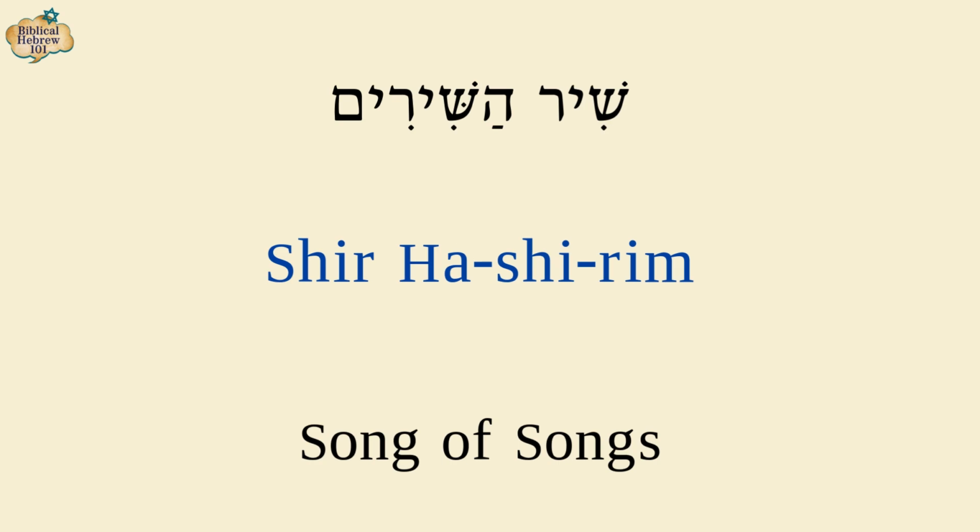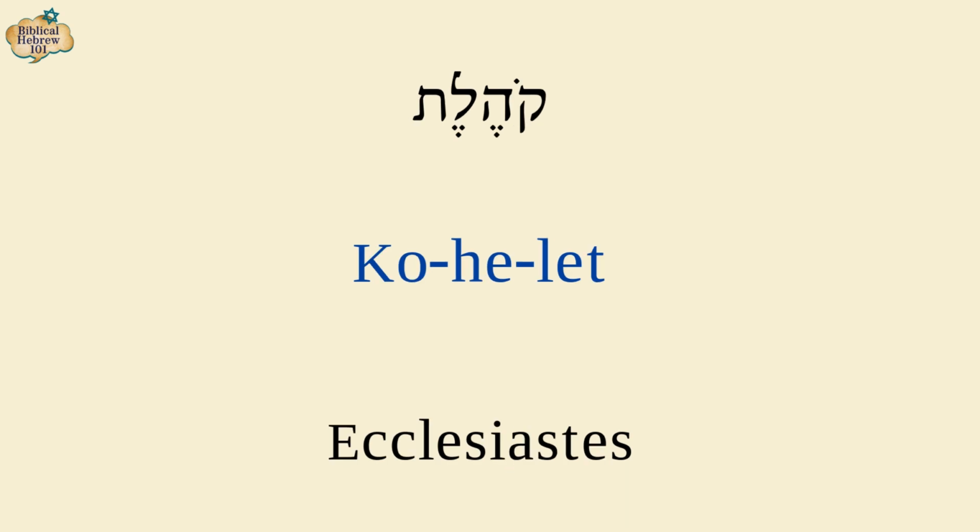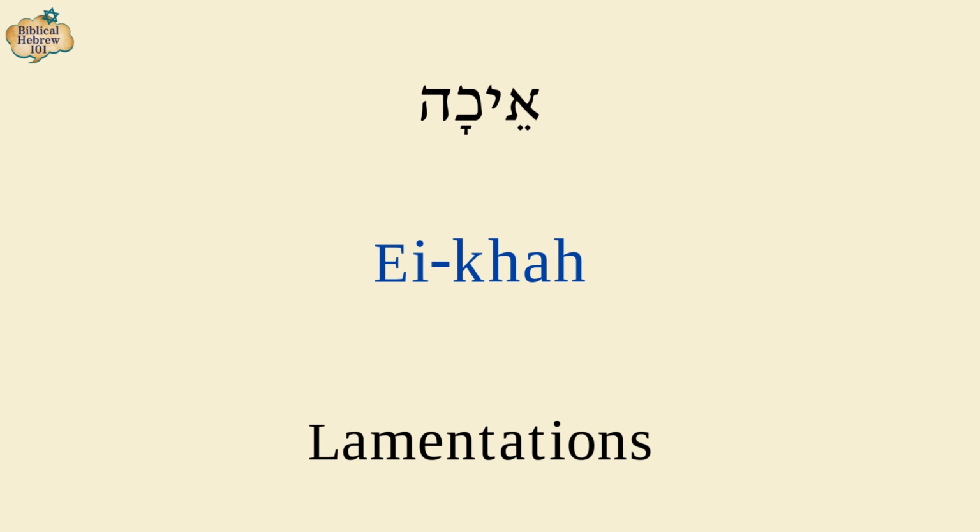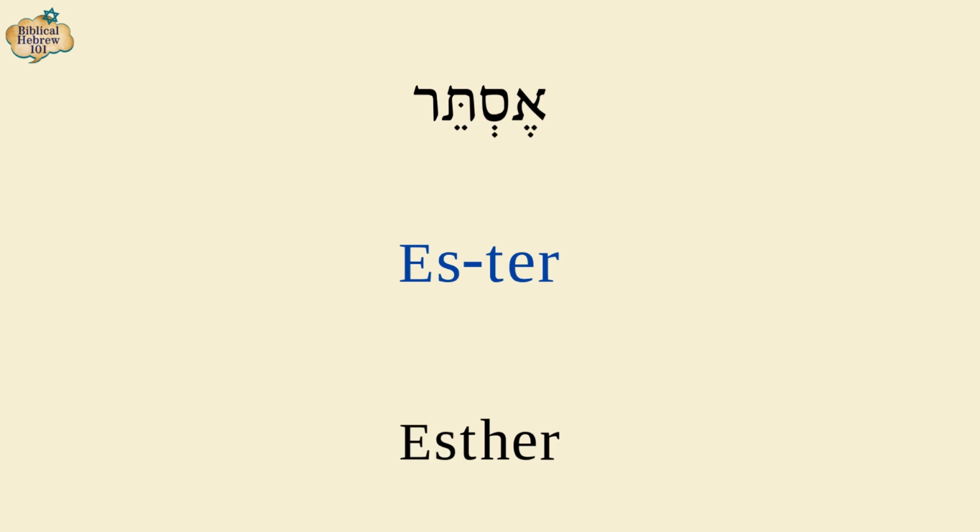The next book is Shir HaShirim, known as Song of Songs, which is a literal translation. The next book is Kohelet, Kohelet, known as Ecclesiastes in English. The next book is Eicha, Eicha, known as Lamentations in English. The next book, which is the last scroll, is Esther, known as Esther in English.